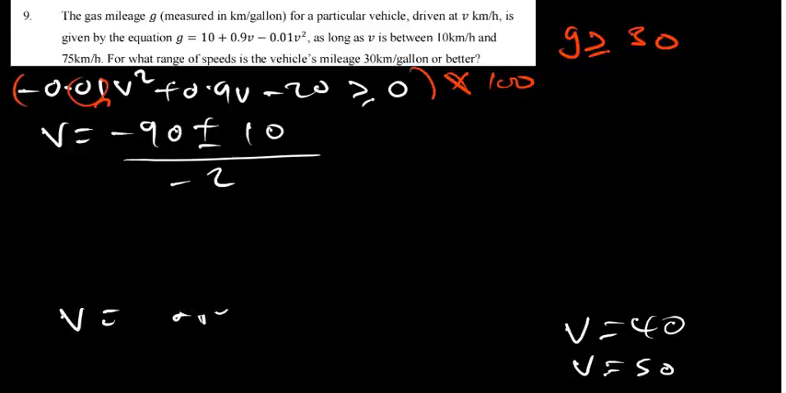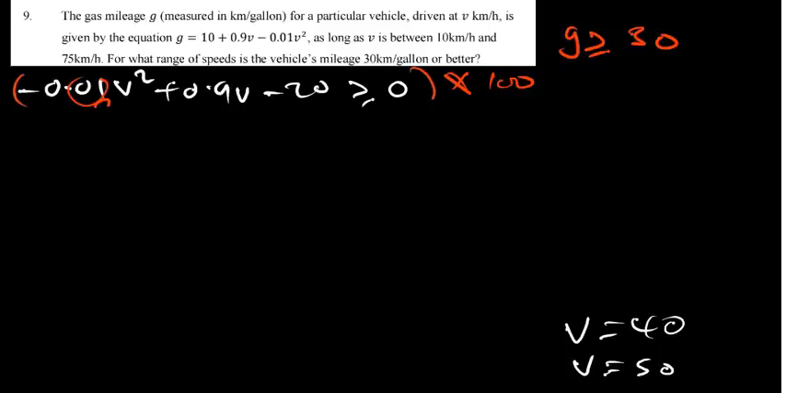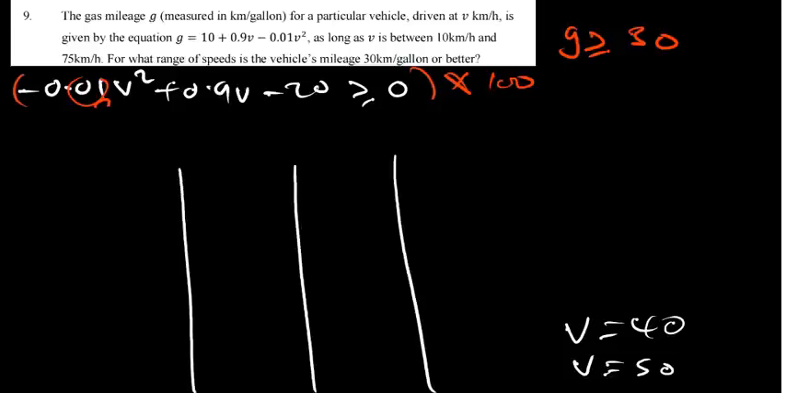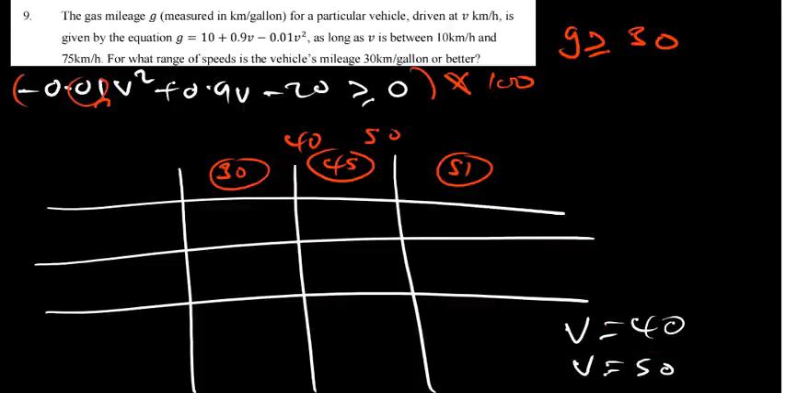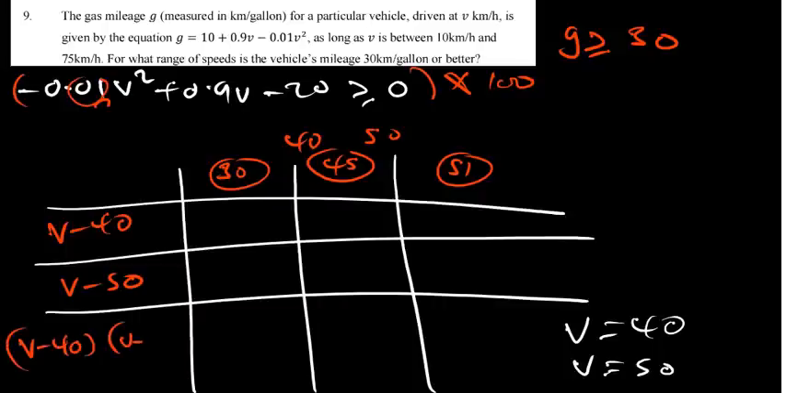I can now use the table. Since it was greater than, I'm going to get the positive part. I've got my 40, my 50. Here I'm going to put 51, here I can put 45 if I want, here I can put a 30. If I shift this to the other side, it's going to be V minus 40, and here V minus 50. If I put 30 where there is V, I'm going to get a negative, negative, positive. If I put 45, it's going to be positive, negative, negative. If I put 51, positive, positive.